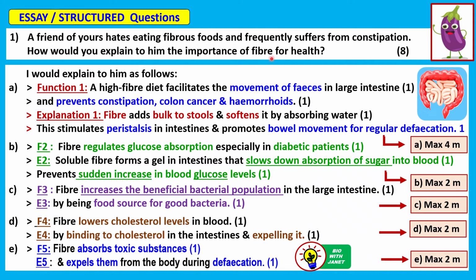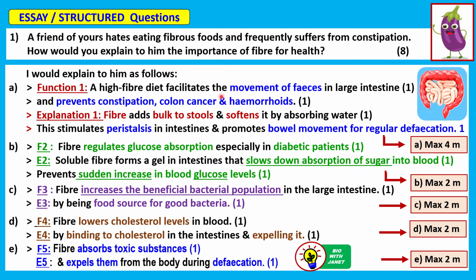This question is worth 8 marks. When you see the word explain, remember, you have to give the point plus the explanation. For example, you state the importance or function of fiber and then give an explanation. That is the answering tip. Don't just give the functions and list them down. That will not get you 8 marks. So, as an example, I will explain to him as follows. Give the function first.